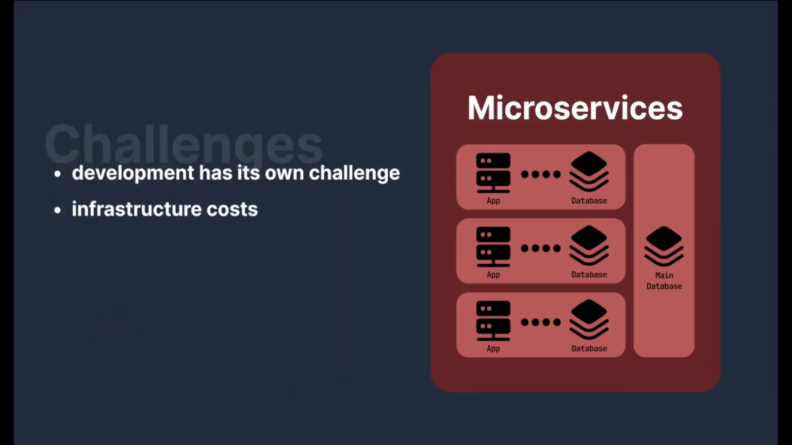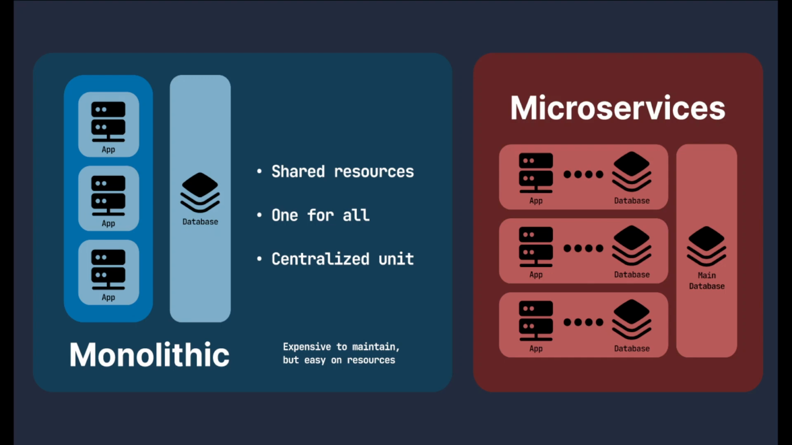The next is infrastructure cost, because it is known that microservices is very, very expensive on resources. So you have to keep that in mind. Because if we compare it to monolithic, it has shared resources because you can run every application or function within this one server. It's always going to be one for all, which means one server for all functions. And it's also a centralized unit. Sure, it's going to be expensive to maintain, but it's going to be easy on your resources because you're not going to spend that much money on infrastructure cost.